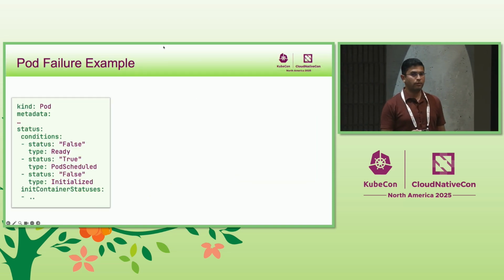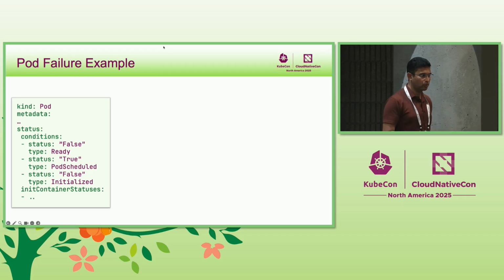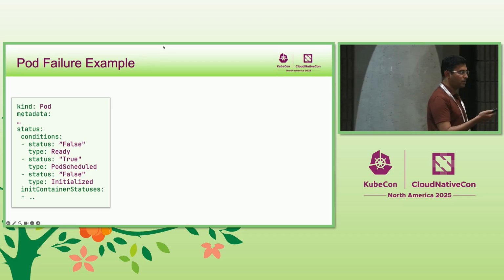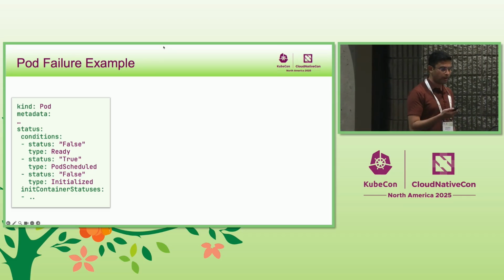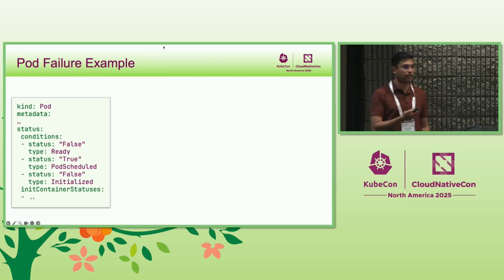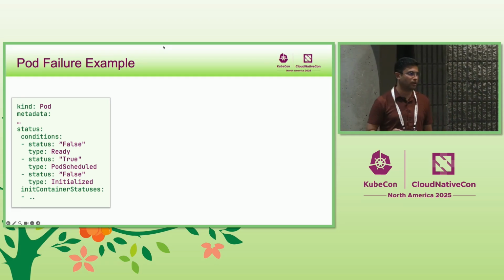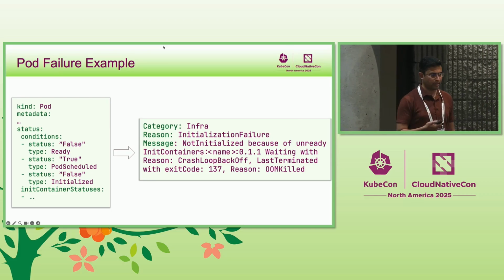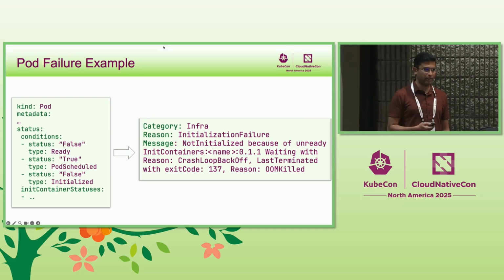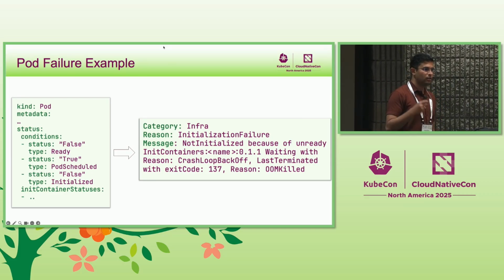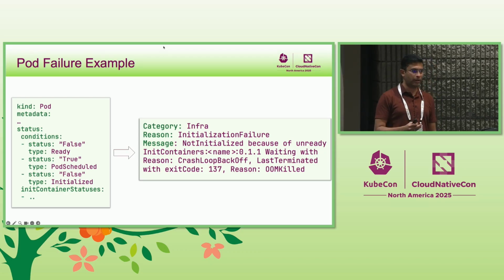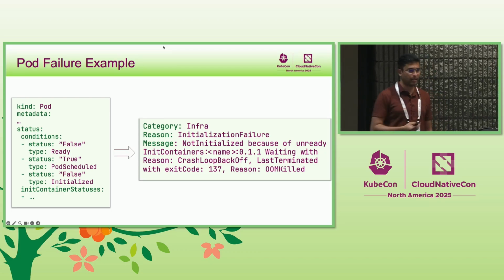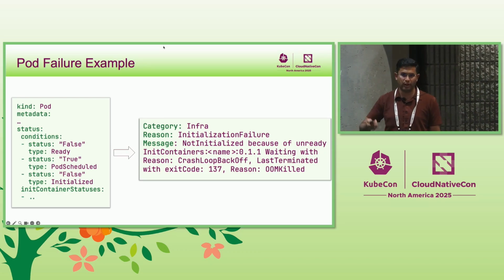Here's an example of what a failure pod categorization looks like. On the left, we have a representation of a pod. It's not ready, it is scheduled, but it is clearly not initialized, as we can see from the condition. And that translates to a message something like this, where the category is infra, the reason is initialization failure, and the message says which init container was not ready and why it was crashing. In this example, we can see that it is being killed.